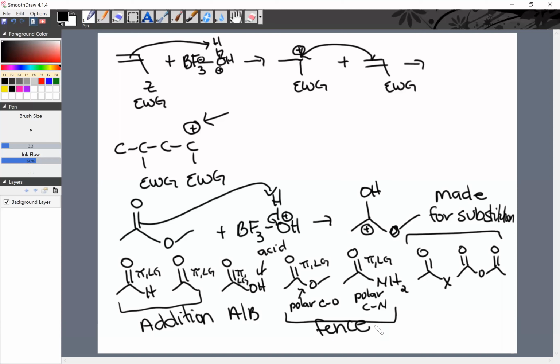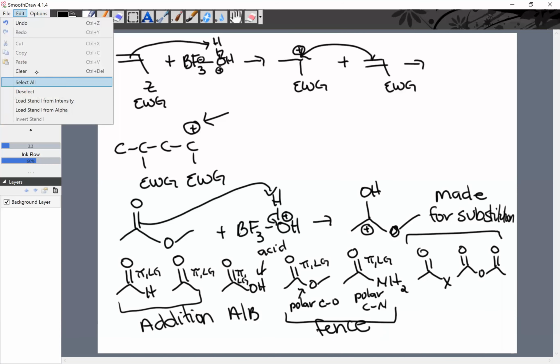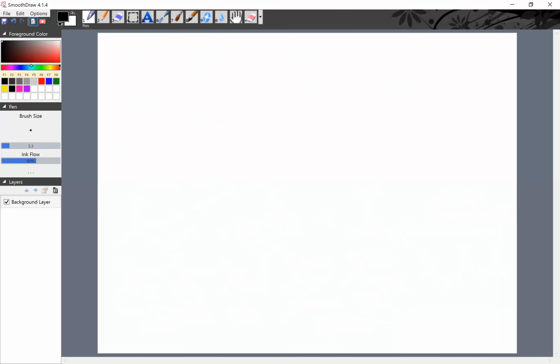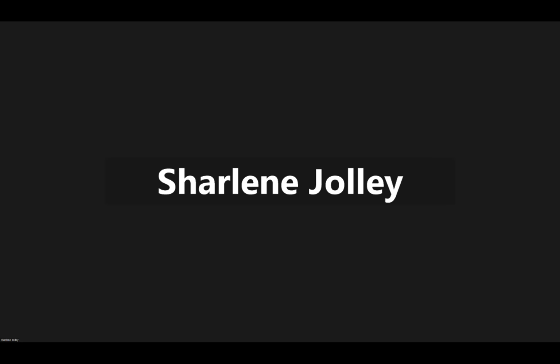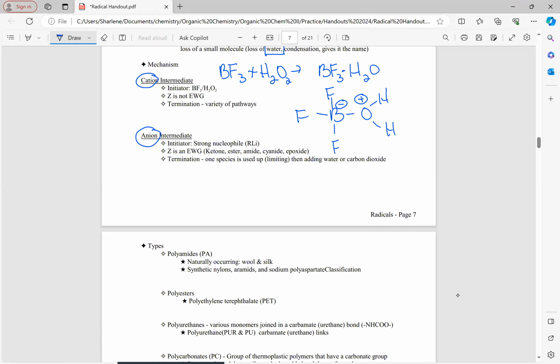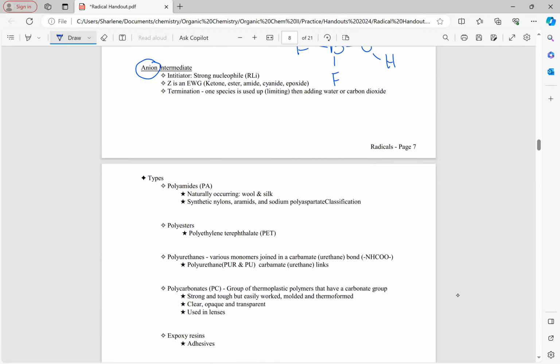Remember, electron withdrawing groups don't have to be carbonyls, but it's the easiest one to actually visualize. Let me see, clear. And as you can tell, this kind of chemistry isn't quite as familiar to me as the others. So I am actually peeking at specific reaction mechanisms here. All right, we're going to try this next one. Okay. There is an anion intermediate. I'm going to come back to that, but here are the specific types.